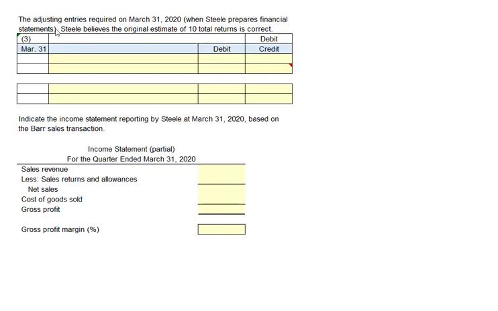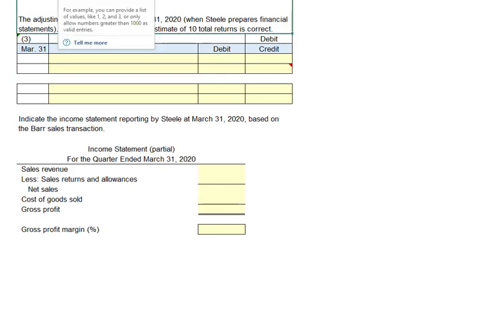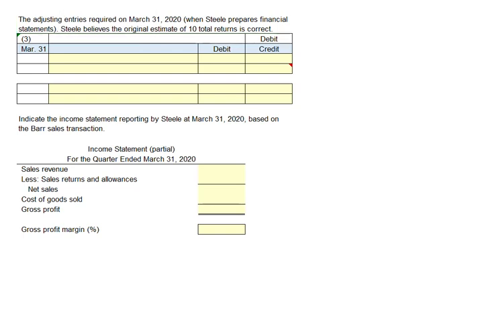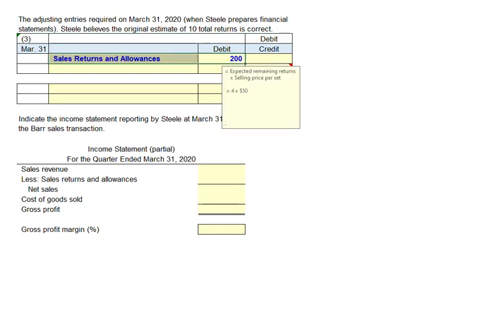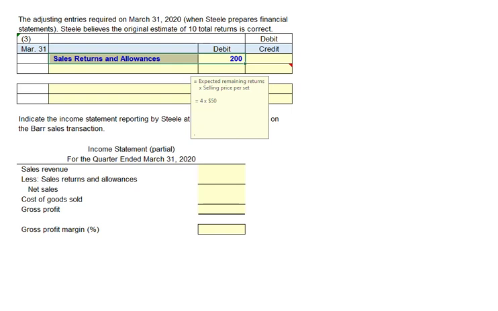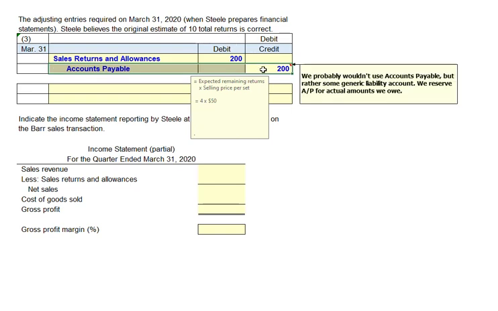Finally, let's look at the adjusting entries that are going to be required on March 31st, 2020, when Steel prepares its financial statements. At this time, Steel believes that its original estimate of 10 total returns is correct, and so far, Bar has returned 6 tool sets, so we're still expecting returns of 4 additional tool sets. So we will debit sales returns and allowances for $200, that's the 4 sets at $50 a piece, and we will credit accounts payable for $200. And actually, we probably won't credit accounts payable, but rather some other generic liability account.